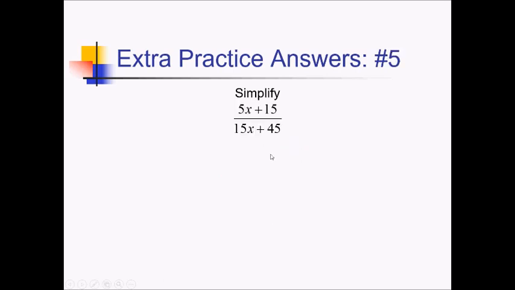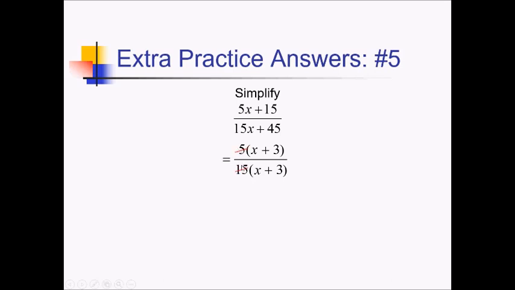To simplify this one, let's start by factoring and seeing what kind of common factors we have. So for the numerator, I can take out a common factor of 5. That leaves me with an x plus 3. Down below, we can take out a 15, leaving us with an x plus 3. Well, that looks familiar.